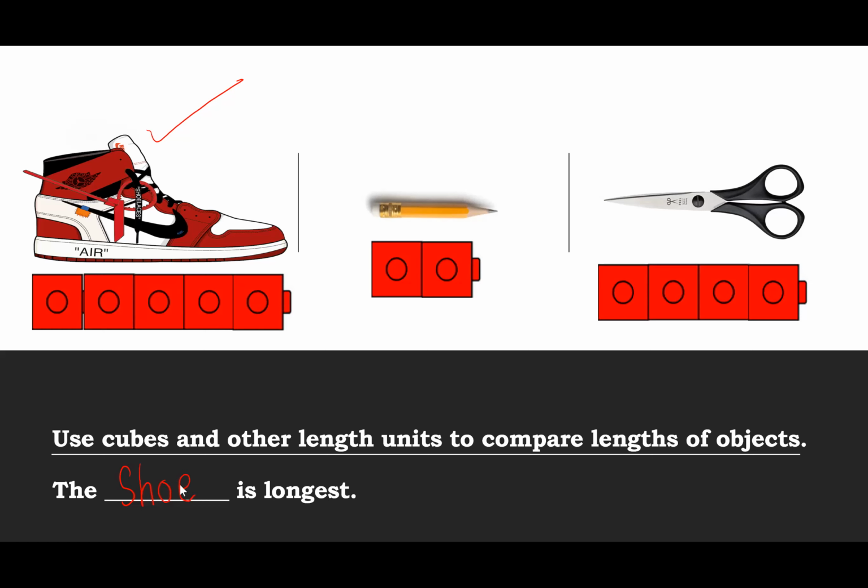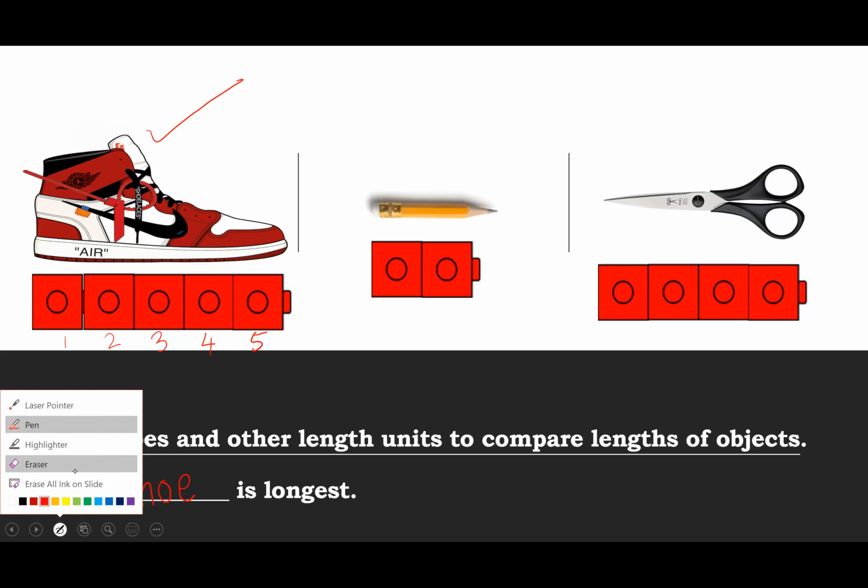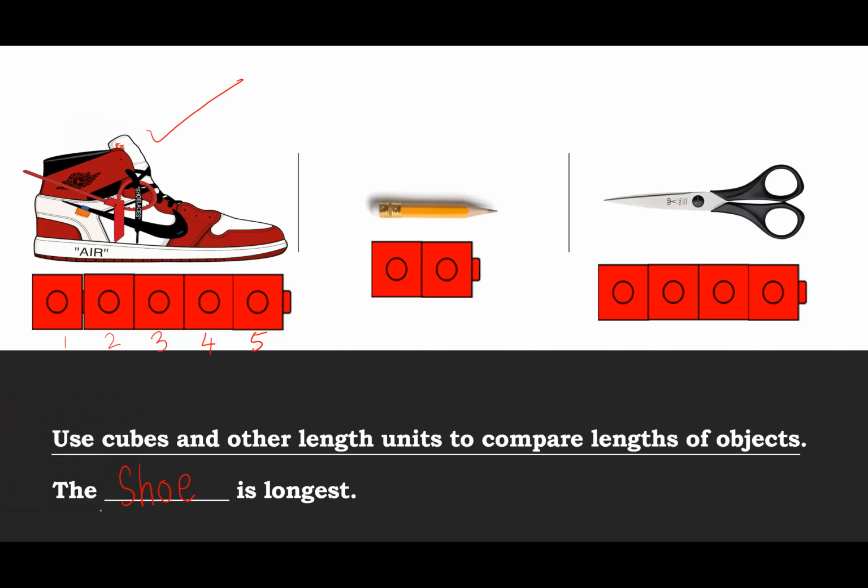Excellent, because it has 5 cubes. 1, 2, 3, 4, 5. Now, let's come to the pencil and the scissors. Can you tell me which is the shortest one? Which object is the shortest?